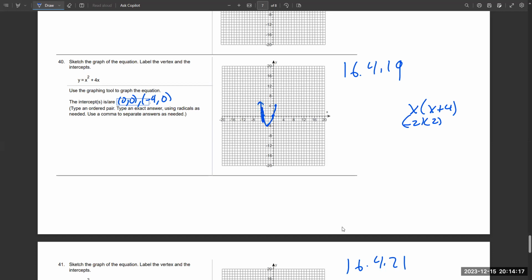The axis of symmetry is always halfway between the intercepts. That's how I found that. There we go.